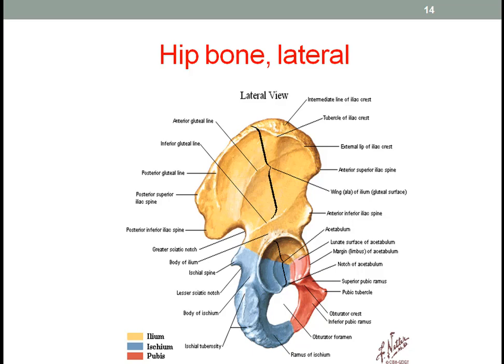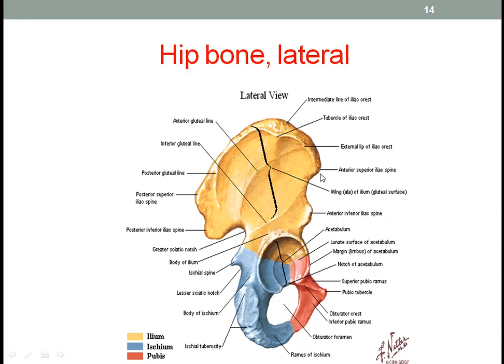The bone in yellow here represents the ilium. As we see here, we have the iliac crest. This is the iliac crest, representing the highest part of the ilium, and this prominent part of the crest we call the tubercle of the iliac crest. Here this is anterior and this is posterior.